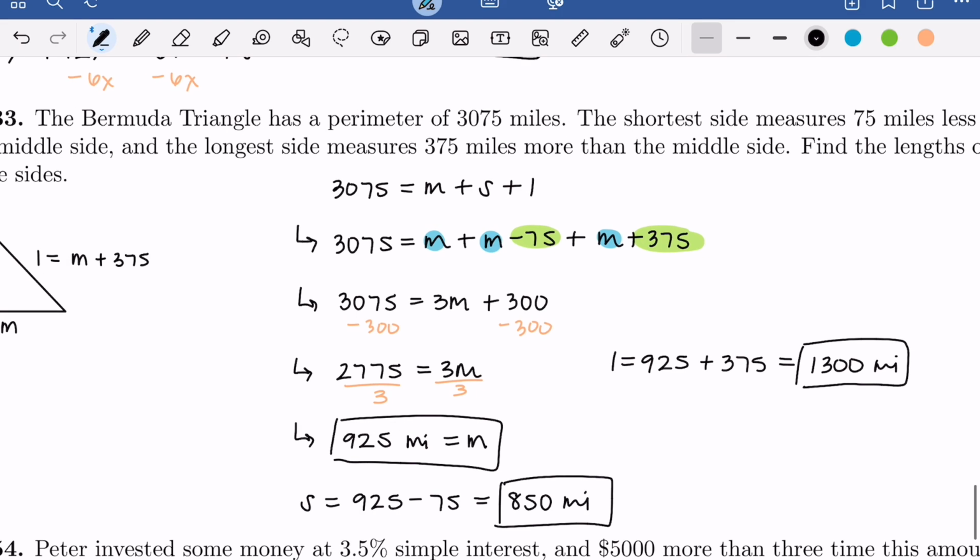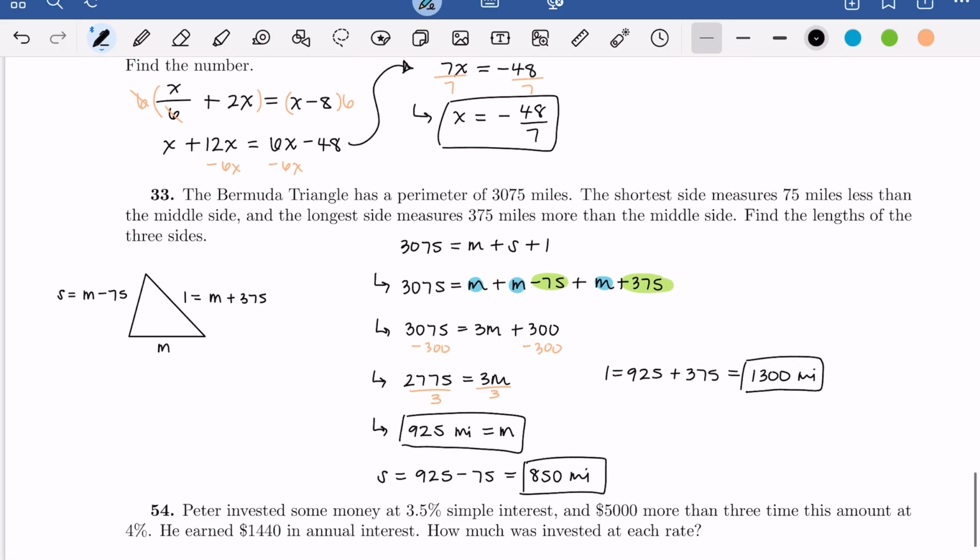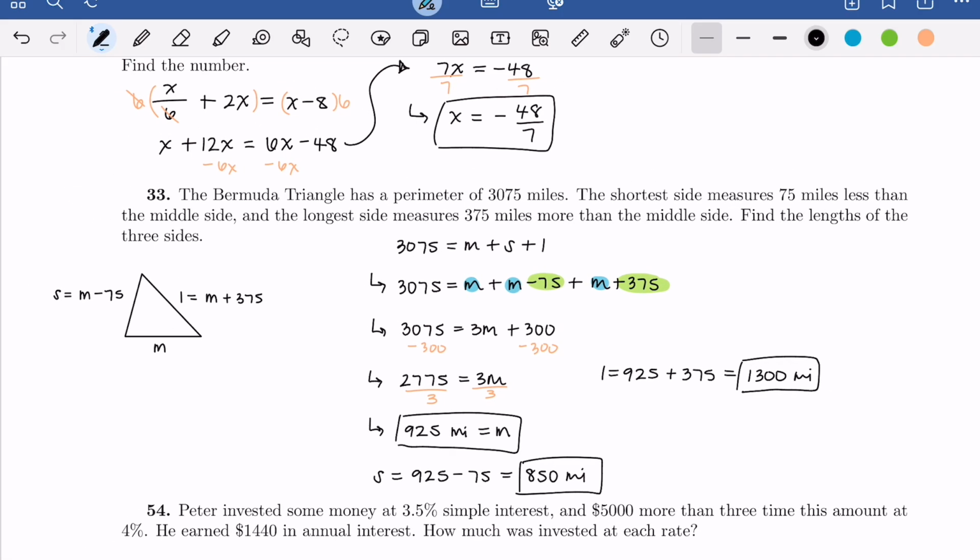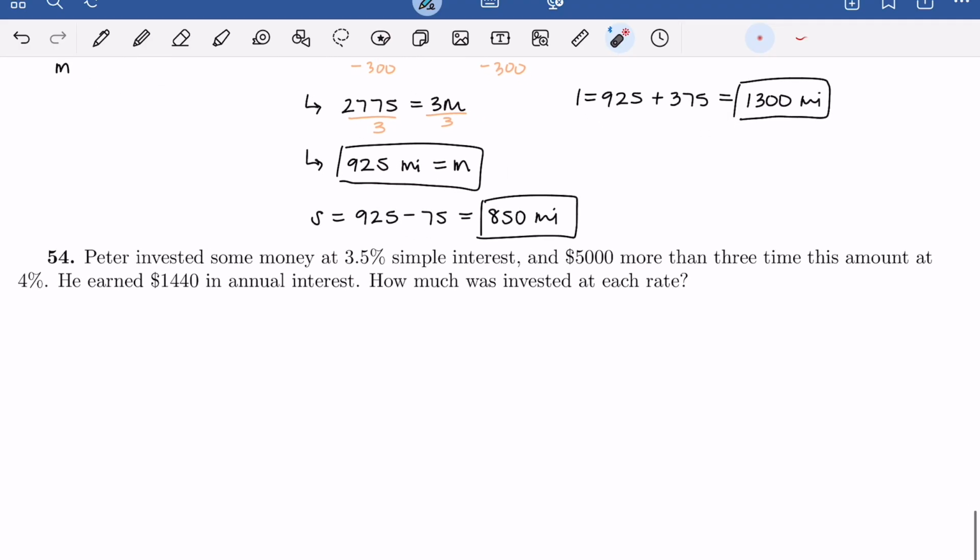Right, so that's how we would solve a question using the given information. This is how we would translate these verbal sentences into equations and solve for our unknown values. All right, this brings us to our next question.